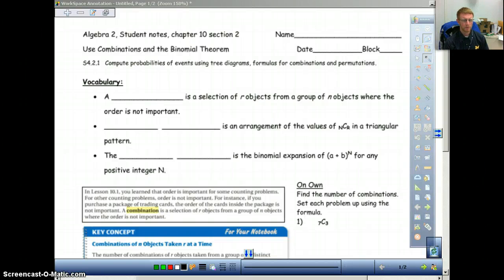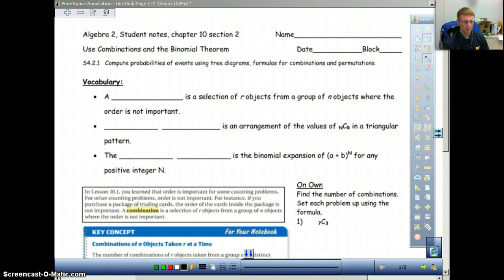So section 10.2 is going to be using combinations and the binomial theorem. We're not going to do anything with the binomial theorem. We're going to define it. We're going to talk about something called Pascal's triangle real briefly, actually just in a definition sense. But we're going to focus mostly on combinations. I really want to only focus on the things that I think are really important in this section.